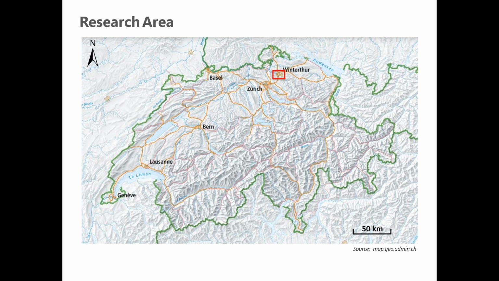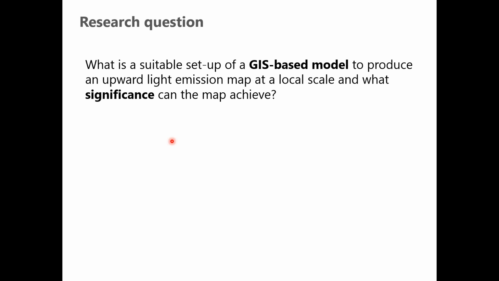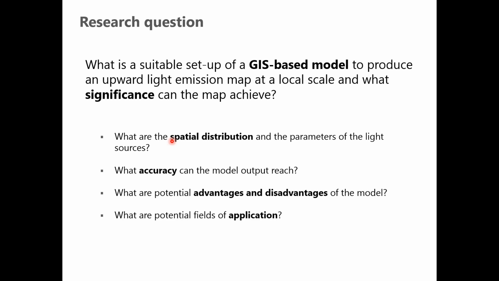in Winterthur, in the northern part of Switzerland, a city of 100,000 people with populated areas, with agricultural areas here, with woods. So it is quite a varied area. The research question was: what is a suitable setup of a GIS-based model to produce an upward light emission map? And what is the significance that the map can achieve?